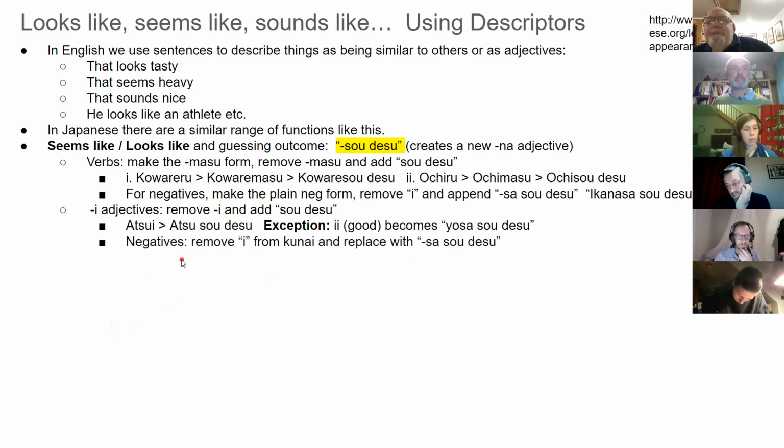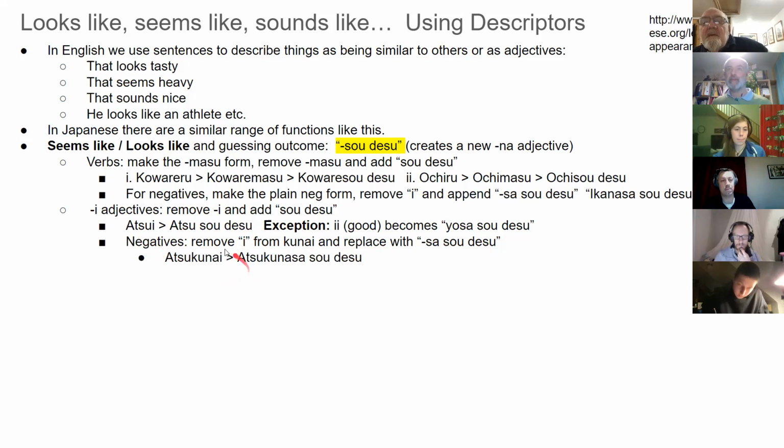And for negatives, just like we had with negative verbs, we remove the e from kunai and replace it with sasordes. So if I wanted to say it doesn't look hot, from atsukunai, it's not hot, I would change this to atsukunasasordes.